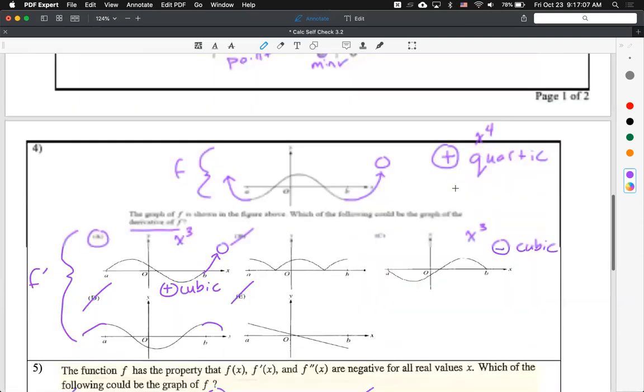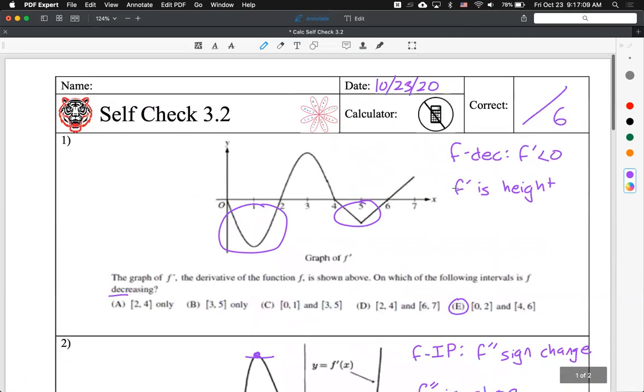Give me the total out of 6 that you guys got at the very top right. Hold up fingers. How many did you get correct? 4, 1, and 4. All right.